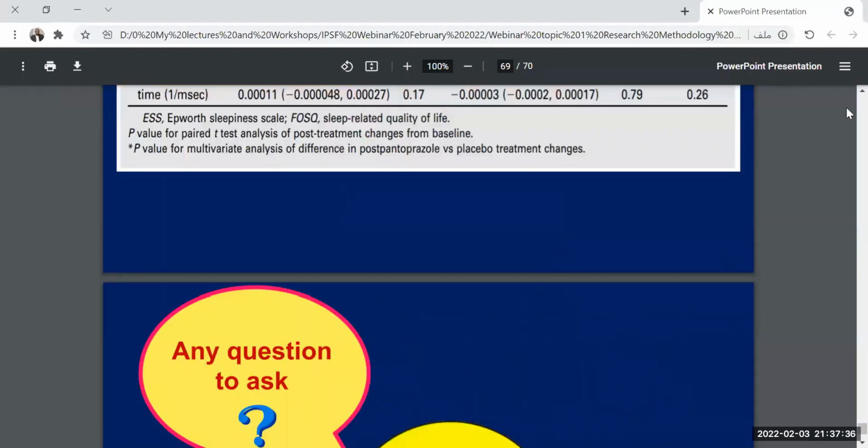We have another question. What are the different types of data analysis that are there? Different types of data analysis. Data analysis. Yeah.